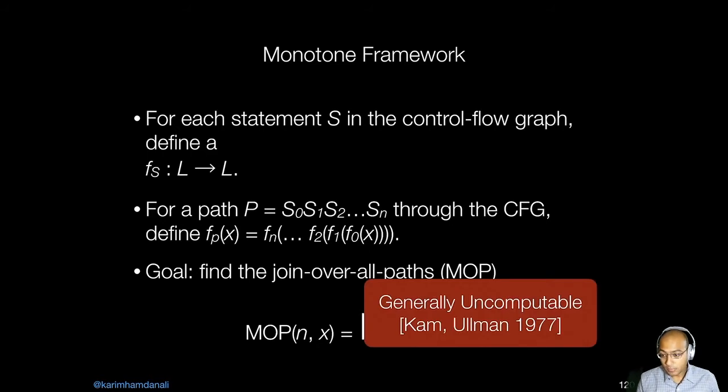Generally speaking, again, it is not going to be computable, just like everything else in program analysis. Again, referring to that 1977 paper by Kam and Ullman, this MOP is generally uncomputable. So now we're going to define certain workarounds that would enable us to compute a safe over approximation for this. And by safe here, I mean sound. In other words, a solution that does not ignore any potential runtime behavior of the program. It might include some false positives, admittedly, but it won't ignore any potential runtime behavior of that program.